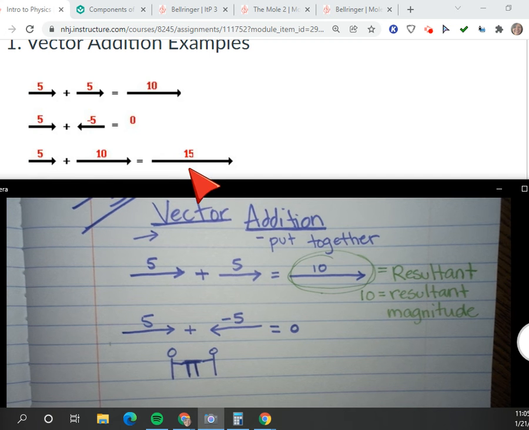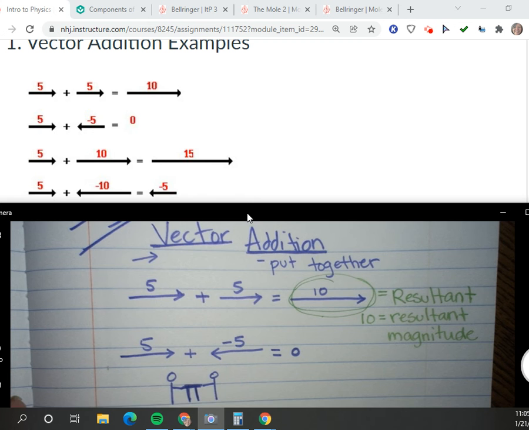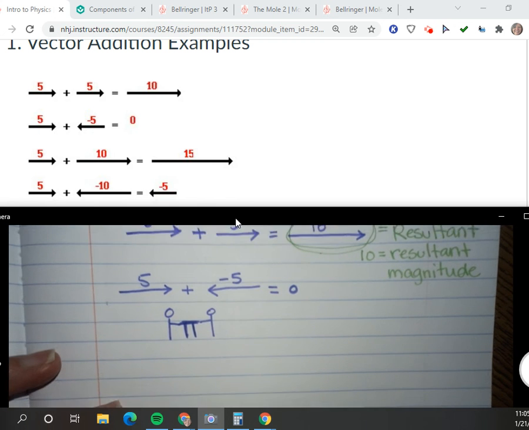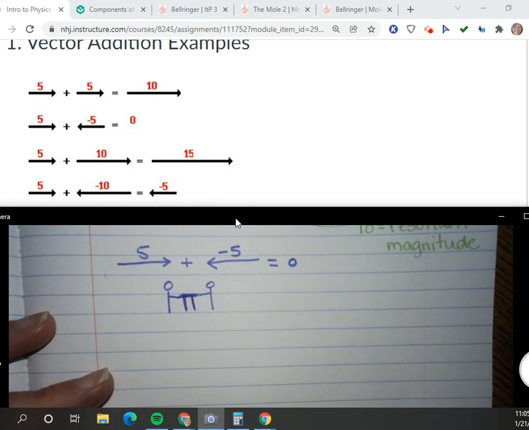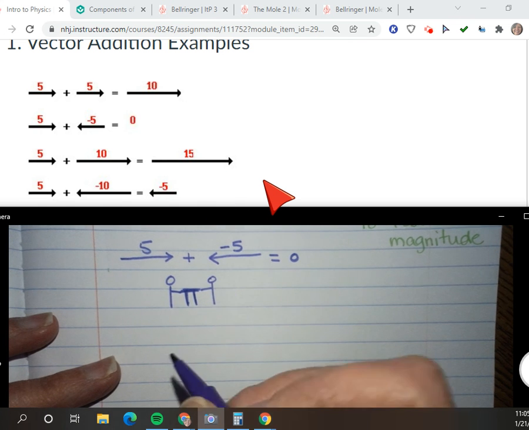Well, that one seems kind of obvious, right? We have 5 plus 10 is 15. We're going in the same direction. Our vector increases just like our first example. Let's talk about this example just a little bit, and we'll continue to think about our people and our desk.